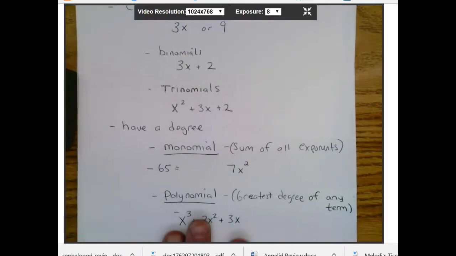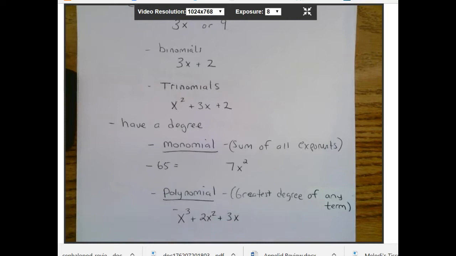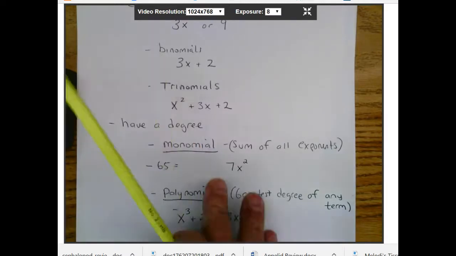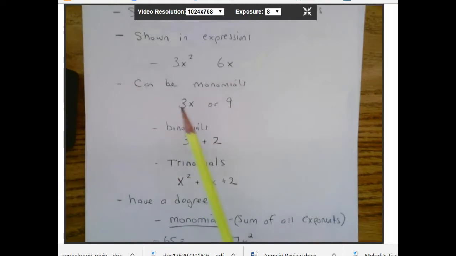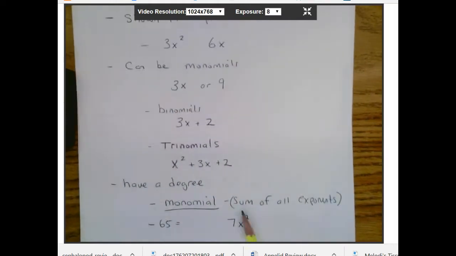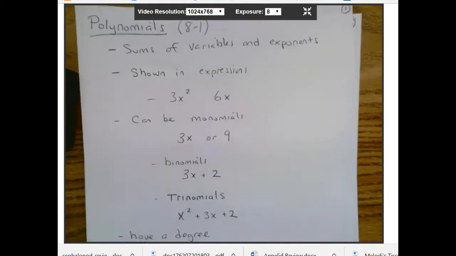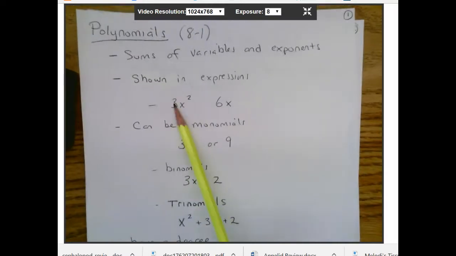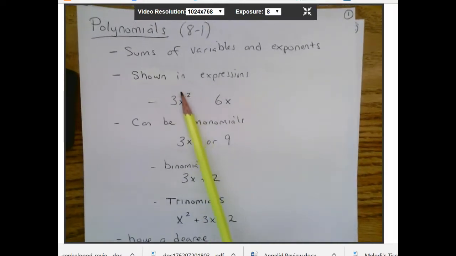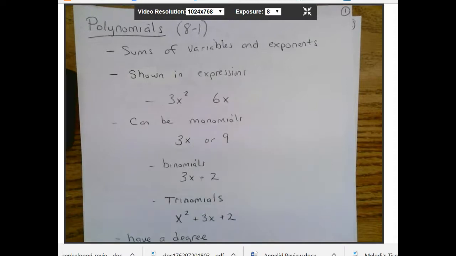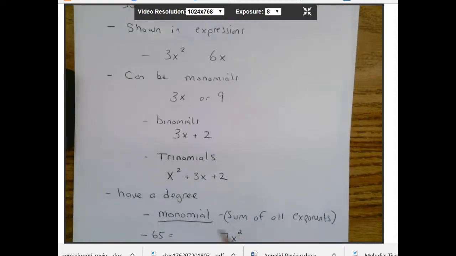Okay, but also important to remember about polynomials is they have a degree. It might say in the homework, what is the degree of this polynomial? Well, if it's a monomial, like this one right here, we would just figure out the sum of all exponents. So we look at this one right here, the sum of all exponents is 2, so we'd say it's a second degree monomial.